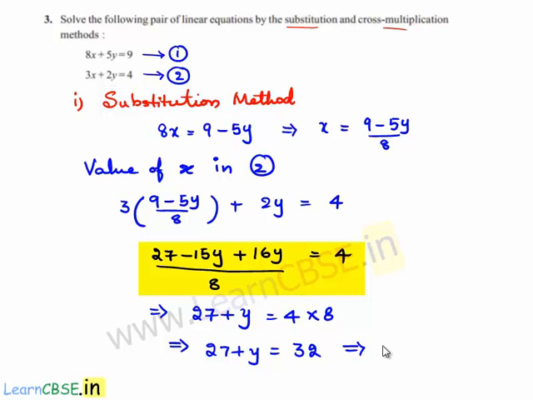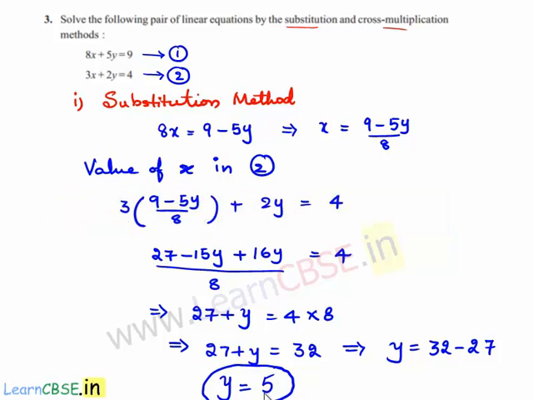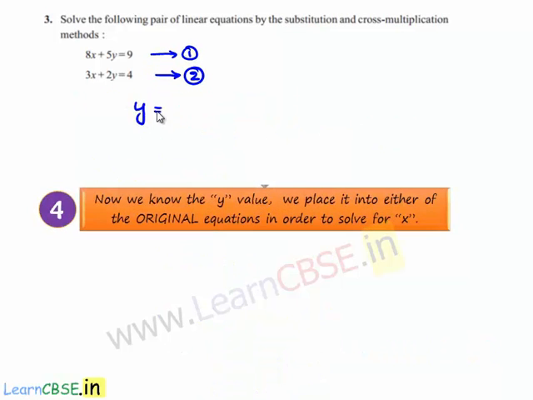That implies y is equal to 32 minus 27. Therefore, the value of y is known to be 32 minus 27, which is nothing but 5. That is, we have found the value of one of the solutions of the problem, that is y is equal to 5. So we have obtained the value of y, which is equal to 5.